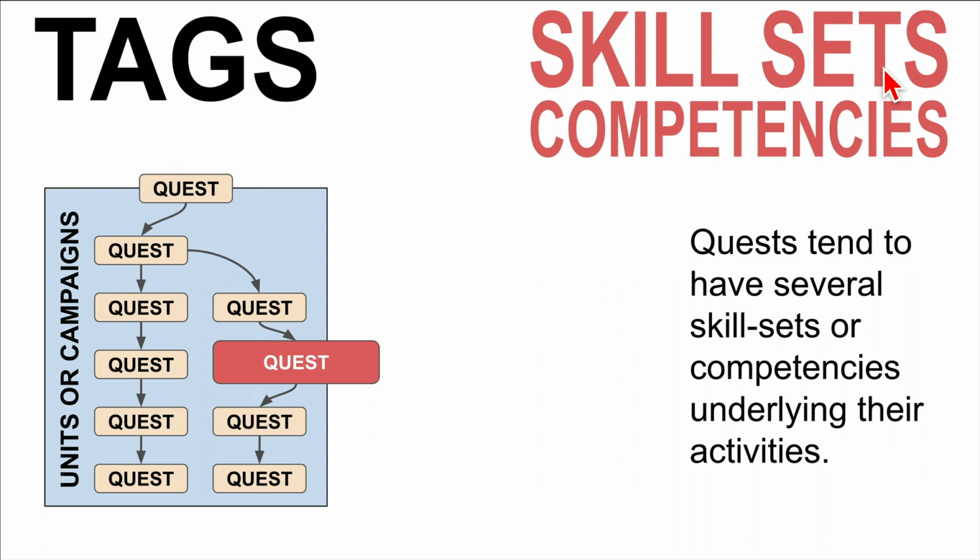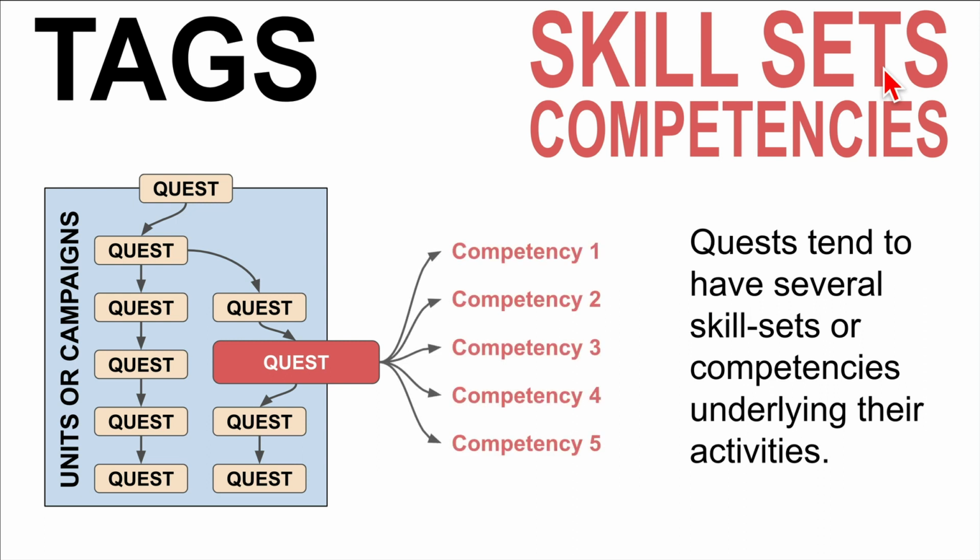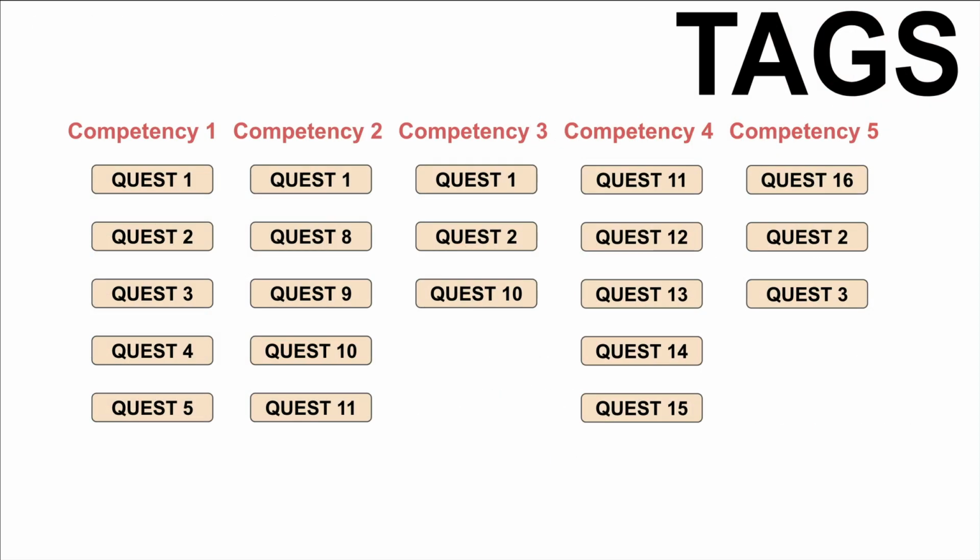Quests do tend to have several skill sets or competencies underlying their activities. So a quest might have several competencies associated with it. In ByteDeck, tags provides us several ways to visualize and organize quests by competency. We can look at which quests are associated with each of the competencies. And often, a quest will be associated with several. So we see under competency 1, we've got quest 1, but it's also here and here.